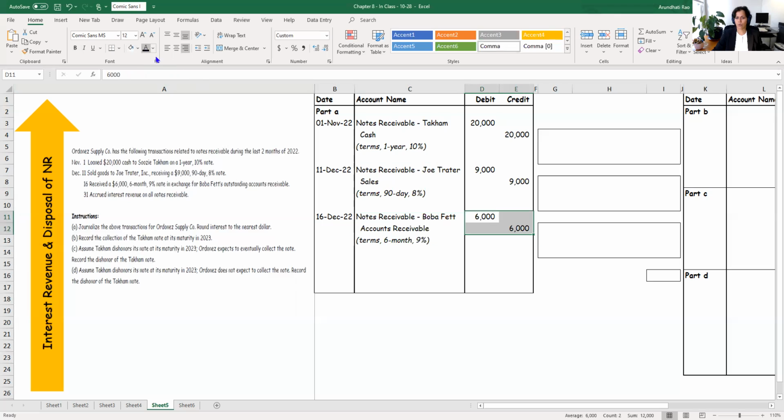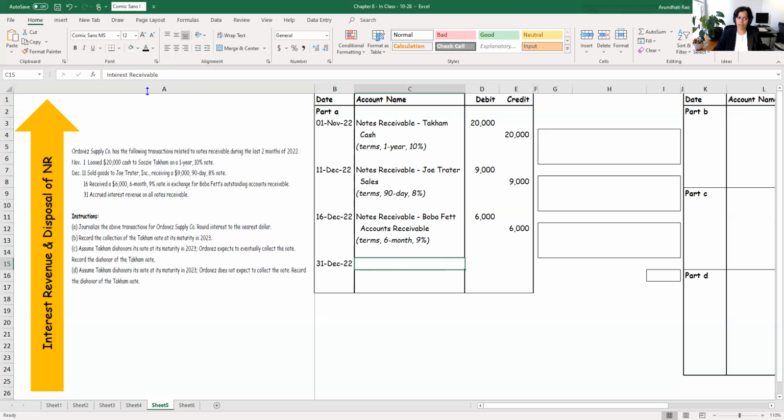So we have 3 different notes issued on 3 different dates. They all carry different terms. So now when we come to the end of the year, December 31st, we need to accrue interest on all 3 notes. The accounts you debit and credit are fairly straightforward. It's interest receivable debit, which will be classified as other receivables, and interest revenue credit. That part is easy. The part that we need to pay close attention to is the calculation of interest.